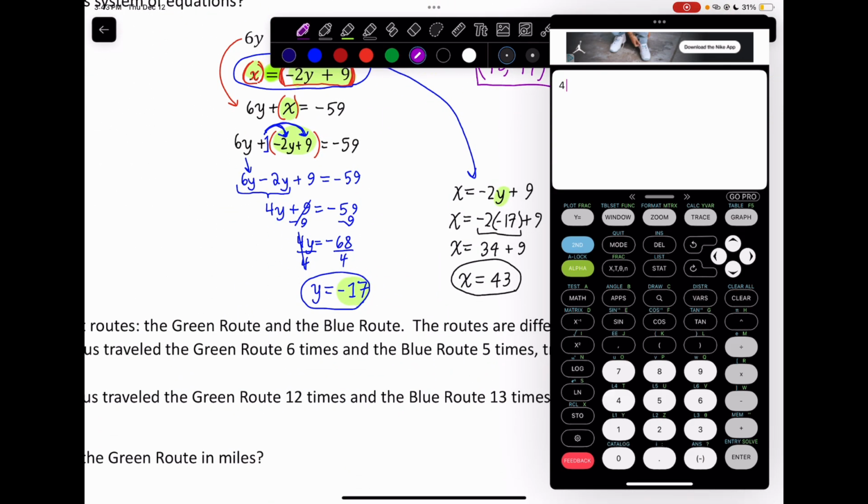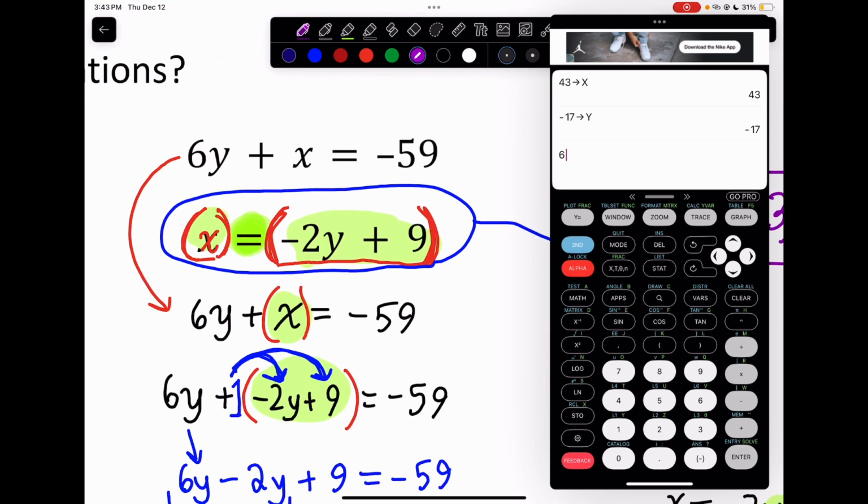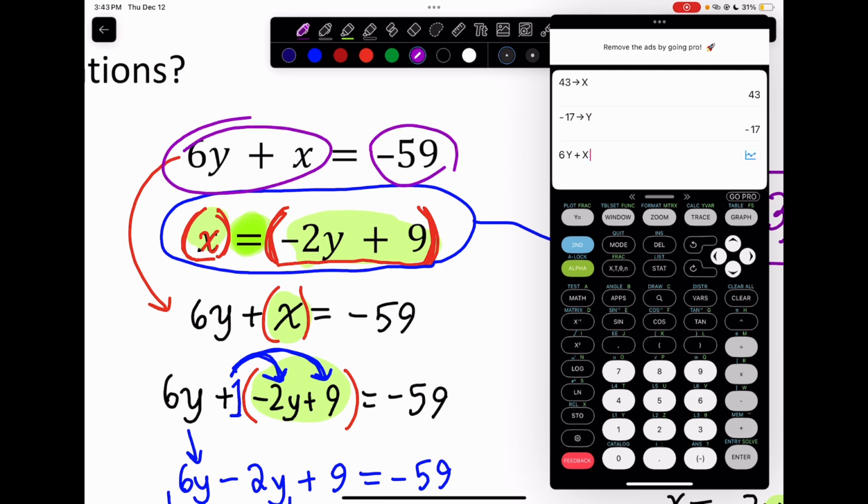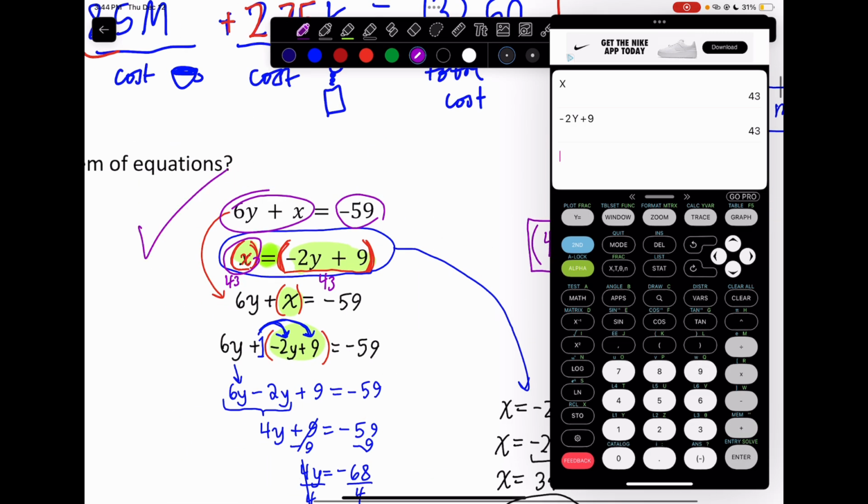So I get 43 store into x, and then negative 17 store into alpha y. Okay, let's see. 6 alpha y plus x. I'm getting that from right here. I should get negative 59, which I do. Cool. And then here, x is equal to 43. So negative 2 alpha y plus 9. Oh, I didn't put a negative. Negative 2 alpha y plus 9. I should get 43 as well, which I do. Cool. So I have checked my work.